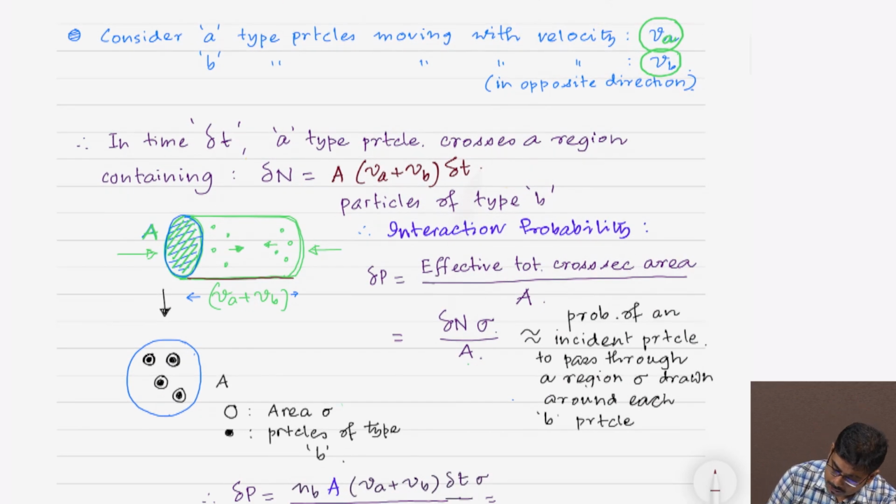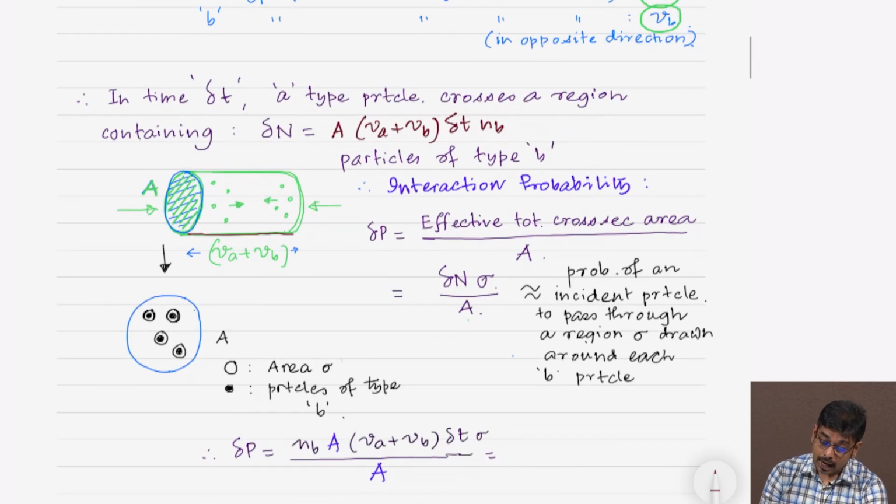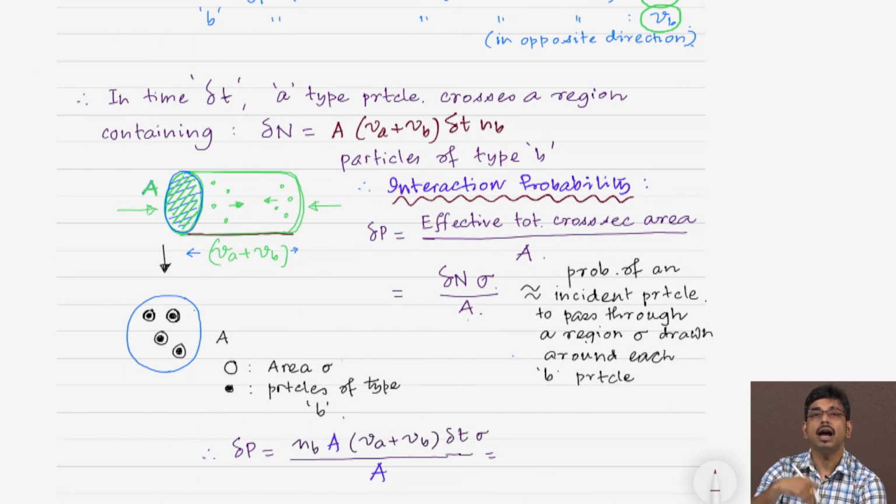So, I will multiply this with N_B, and that is going to define how many B type of particles the A type of particles interact with while they are colliding. Now, with this I would like to define the interaction probability. How do I define it? I will say this is defined by the effective total cross section area divided by A, because this A that we talked about has no significance.